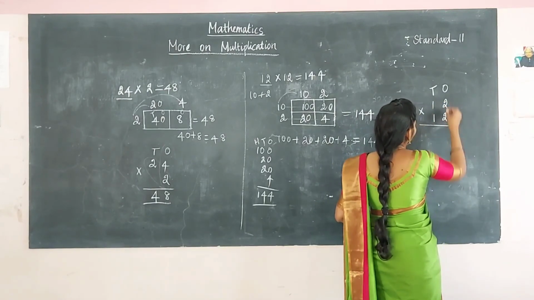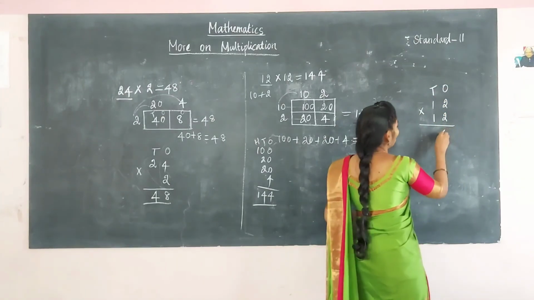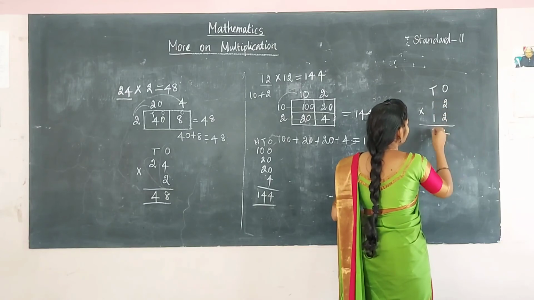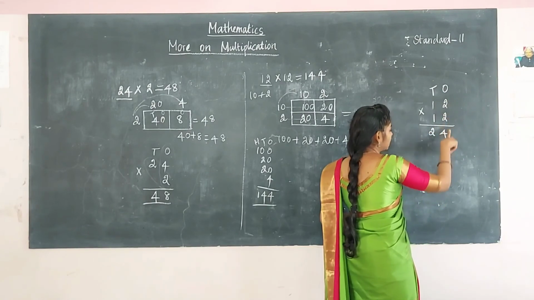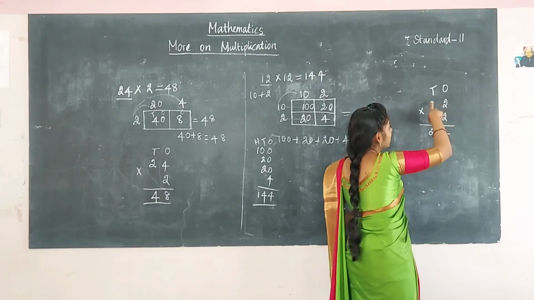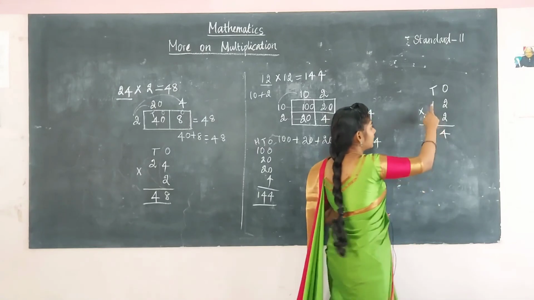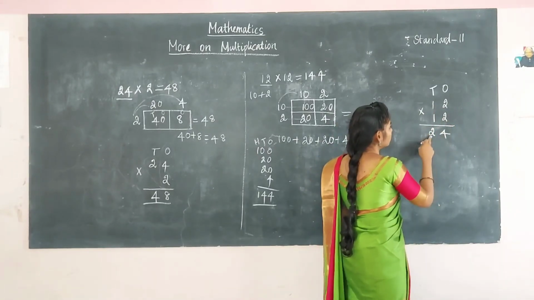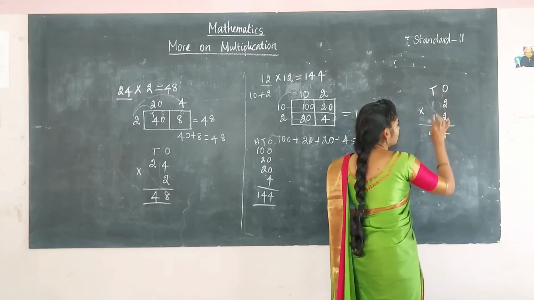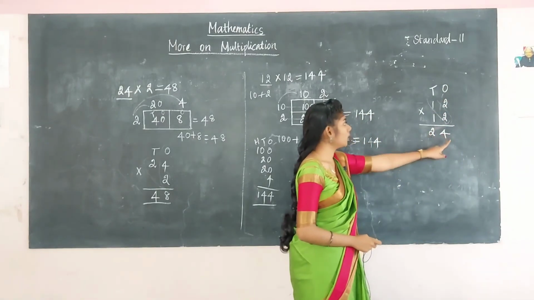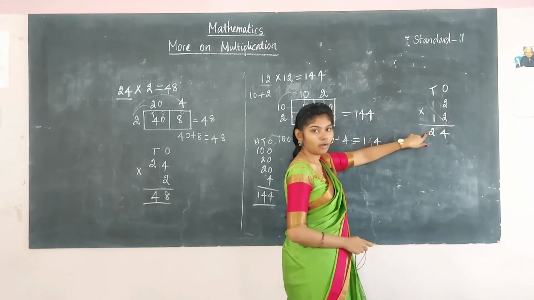Now multiply first the ones place and the ones place. 2 2s are 4, and then 1 2 is 2. You have to write here only. In the ones place you have multiplied, no? So you are writing in the ones place. Here you have multiplied the tens place, no? You have to write in the tens place. So first the ones place and the ones place, and the tens place and the ones place we have multiplied. So 24 we have got. 2 2s are 4 and 1 2 is 2 we have written here.